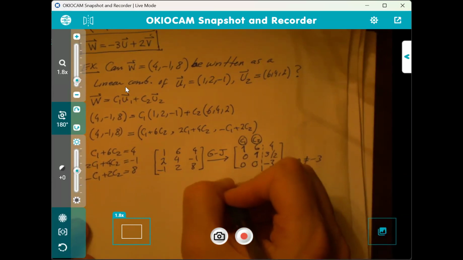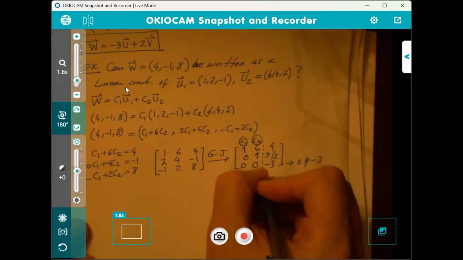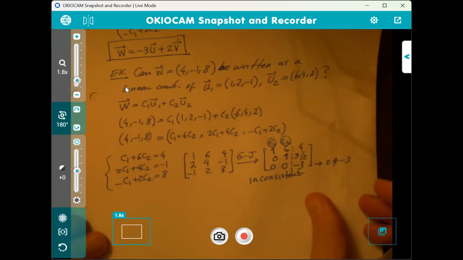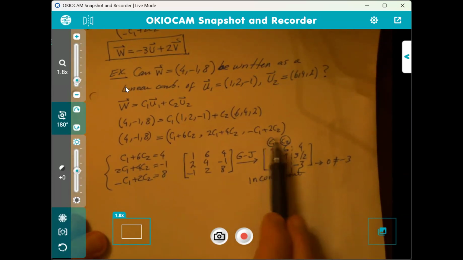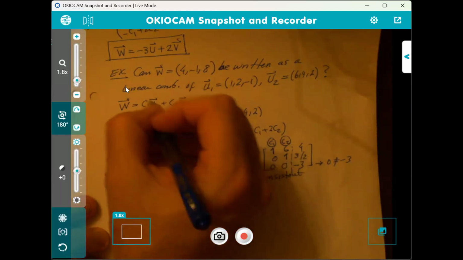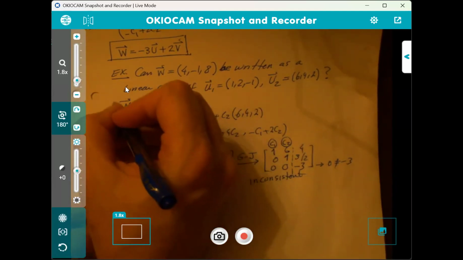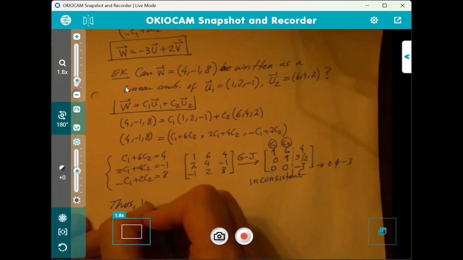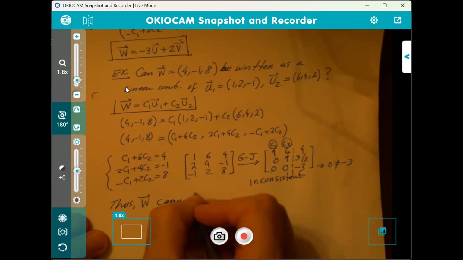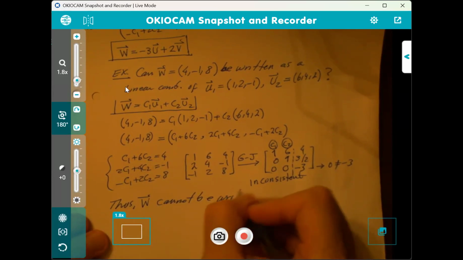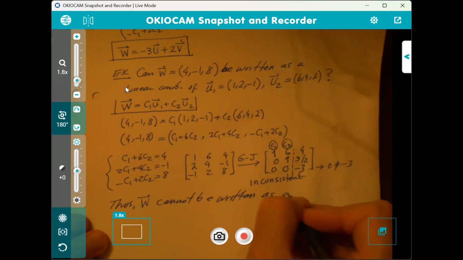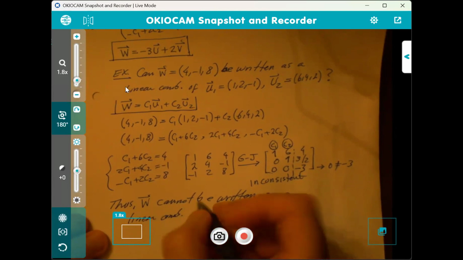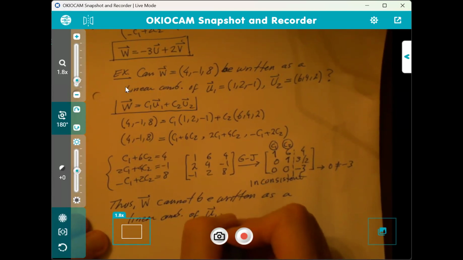So this system is inconsistent. That means it does not have a solution. So you cannot find a C1, C2 that works. Therefore, this linear combination cannot be done. Thus, W cannot be written as a linear combination of the two vectors U1 and U2.